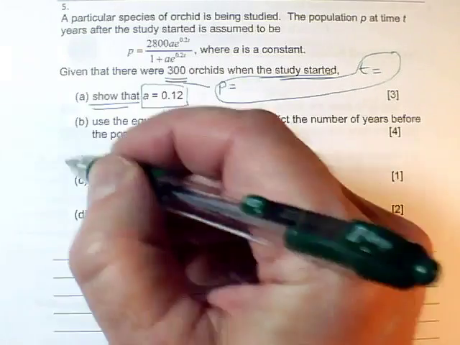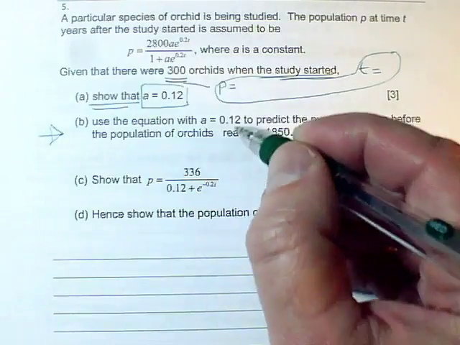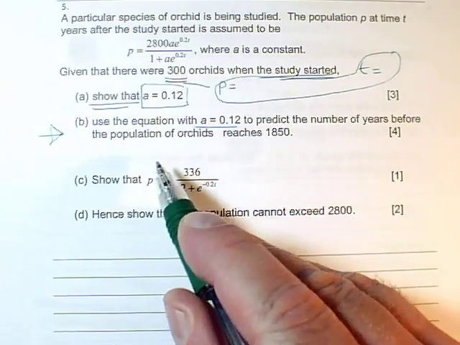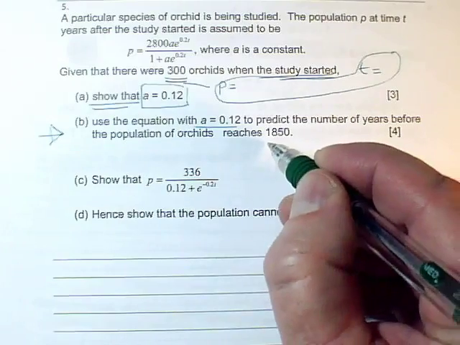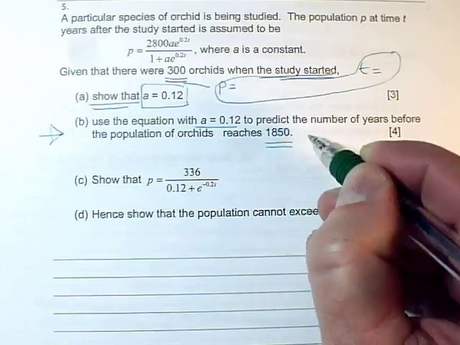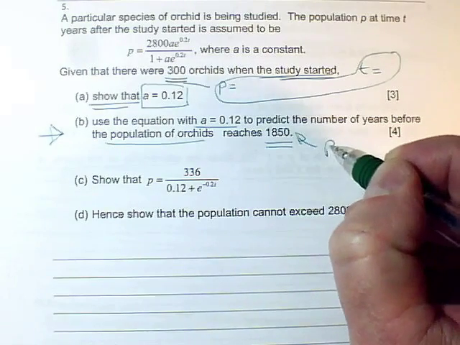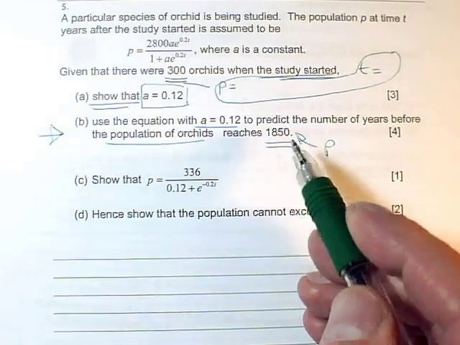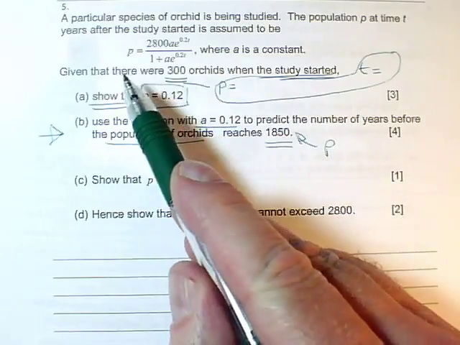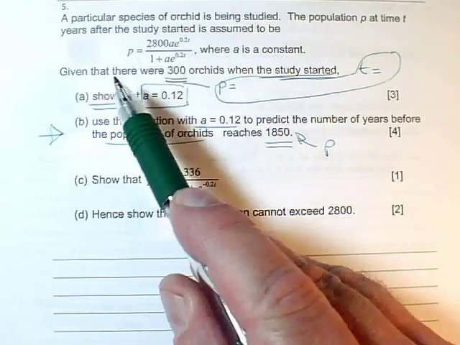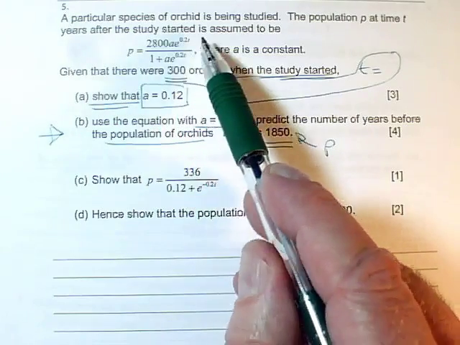Okay, now the next part of the question. This is a re-entry point because look, we have a value for a, and we are predicting the number of years before the population of orchids reaches 1,850. So this is the population of orchids, so this is a value of p. I'm going to substitute in for p, and I can substitute in for a. All right, that all looks good. But now I need to find t.